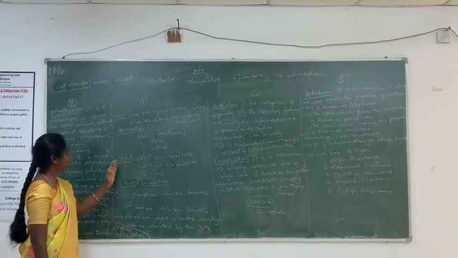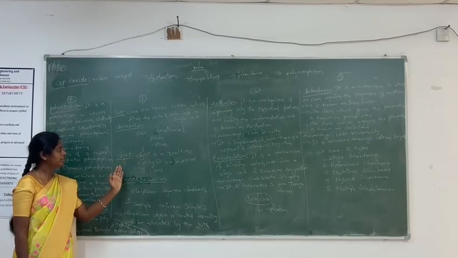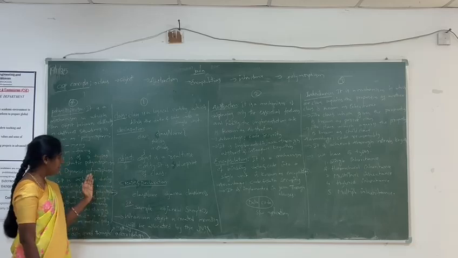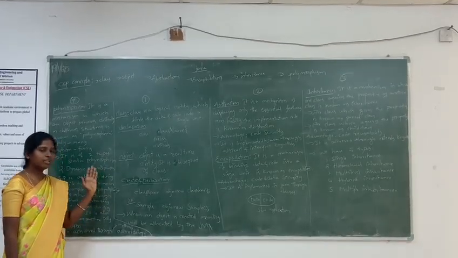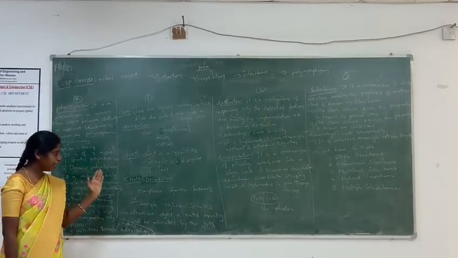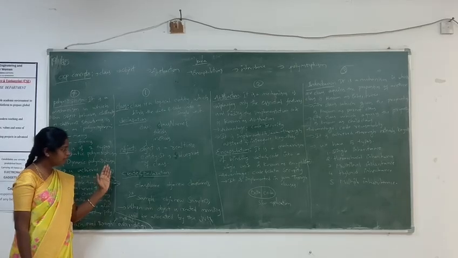Next, coming to object. Object is a real-time entity and also it is a blueprint of class. One important point in object is that when an object is created, memory will be allocated by the JVM. JVM means Java Virtual Machine.